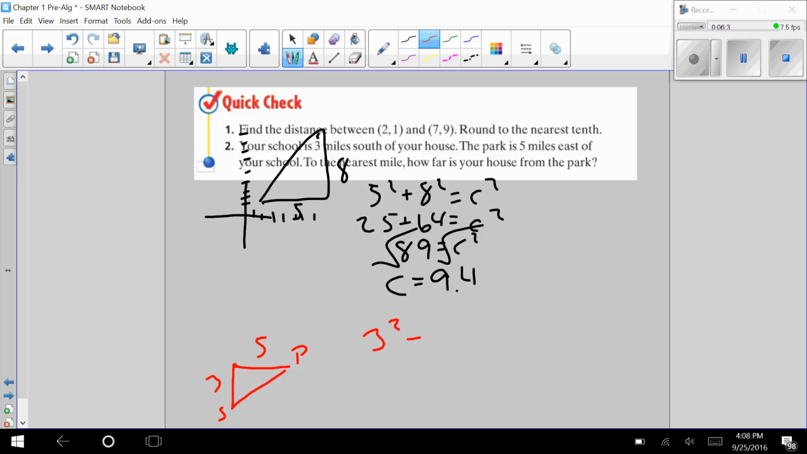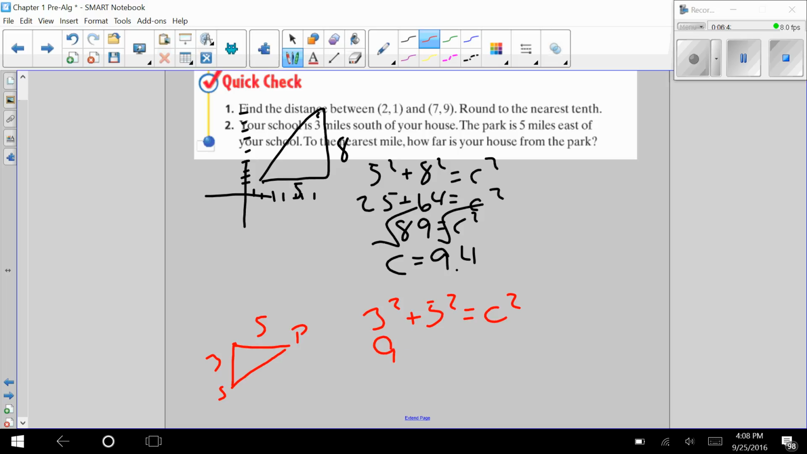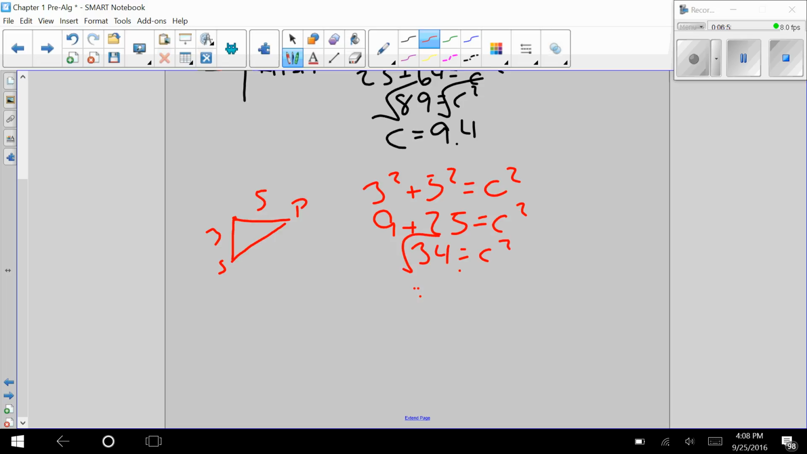So we'll take 3 squared plus 5 squared equals c squared. 3 squared is 9. 5 squared is 25 equals c squared. 9 plus 25 is 34 equals c squared. Take the square root, and c is about 5.83 miles. It says to the nearest mile, so 6 miles.